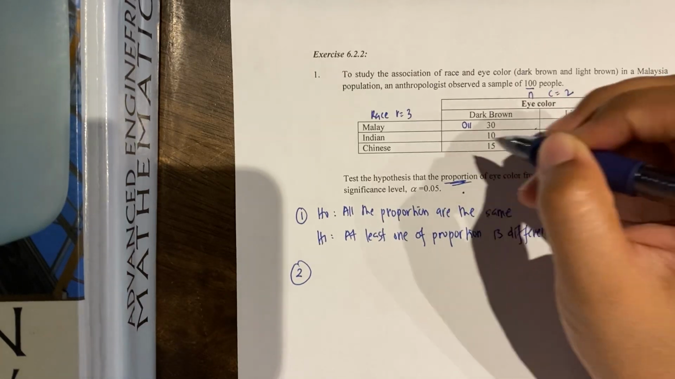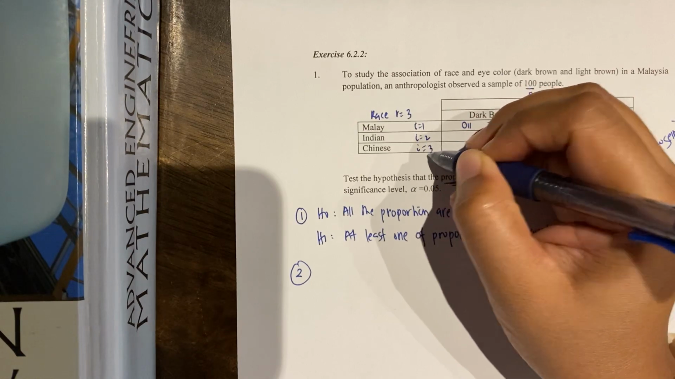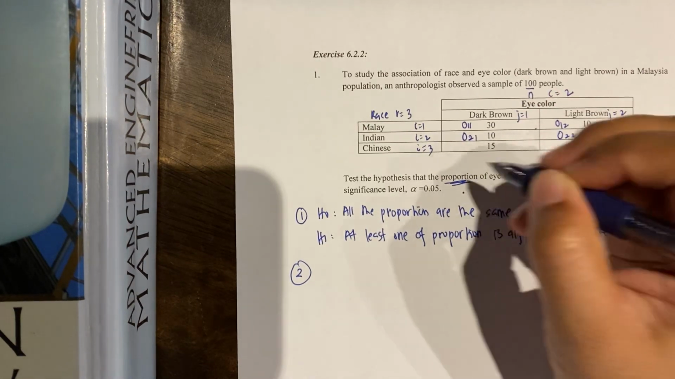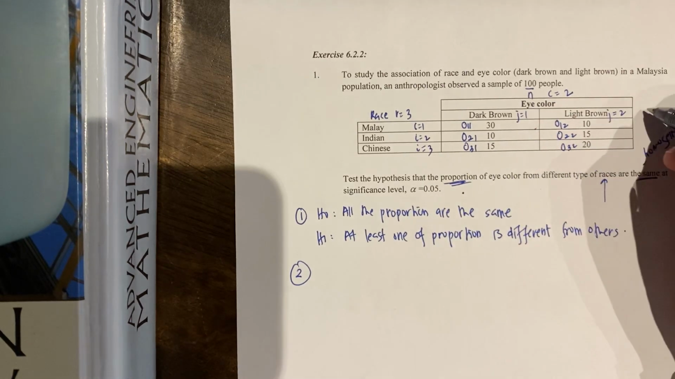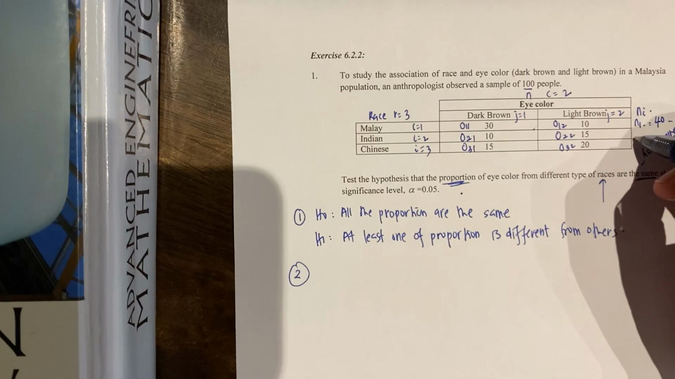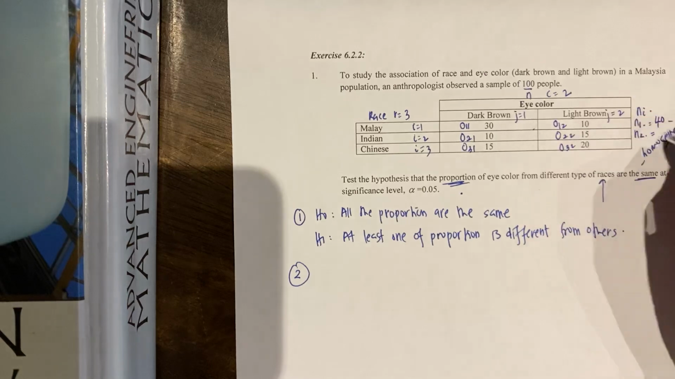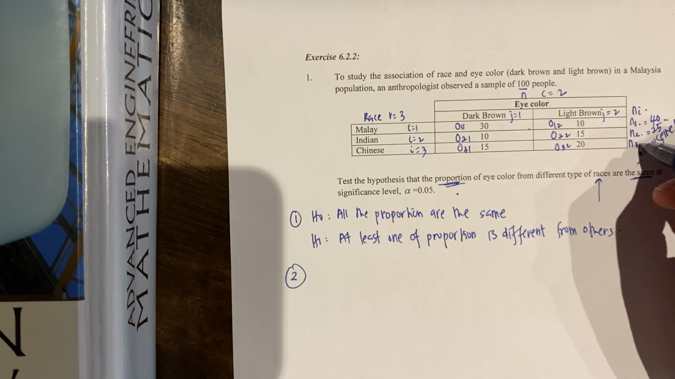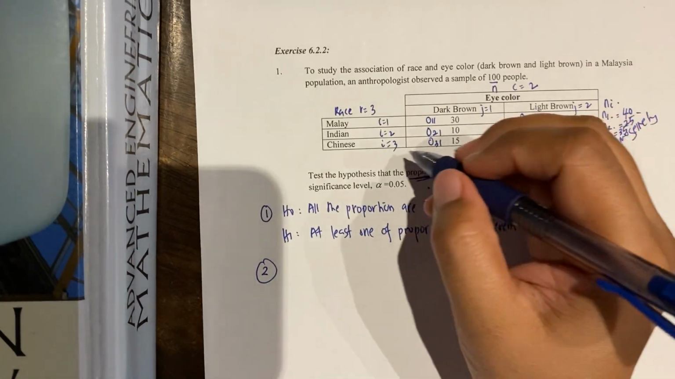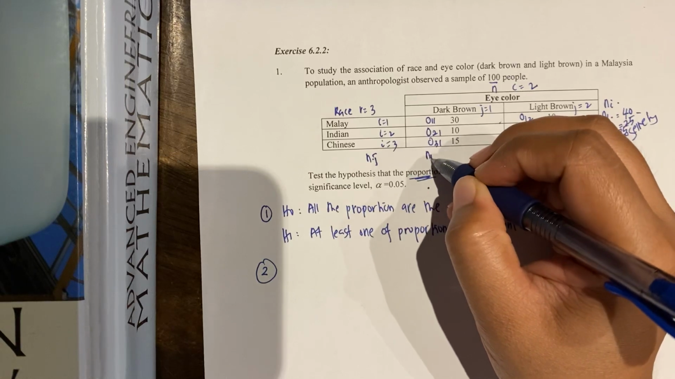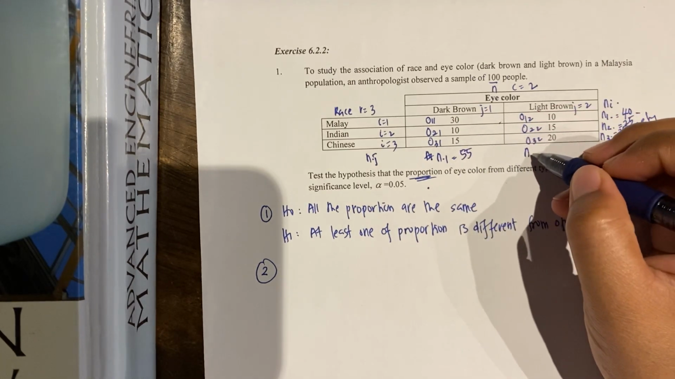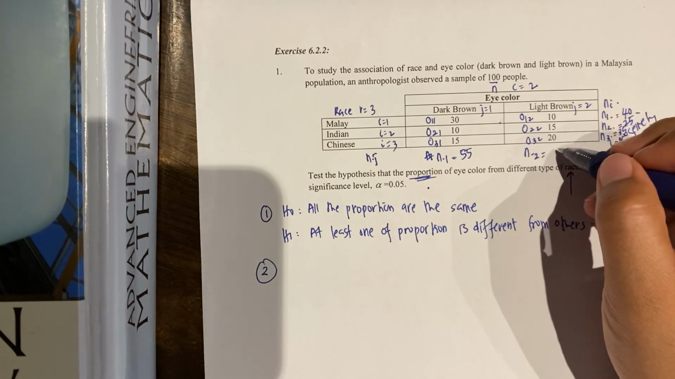So O11, O12, i equals 1, i equals 2, i equals 3, j equals 1, j equals 2. So here is O12, O22, O31, O32. So here will be Ni dot. So N1 dot, 30 plus 10, 40. N2 dot, 10 plus 15, 25. N3 dot, 15 plus 20, 35. Hope you can see. And then here will be N dot j. So N dot 1, 30 plus 10 plus 15, so 55. N dot 2, 10 plus 15 plus 20, so 45.